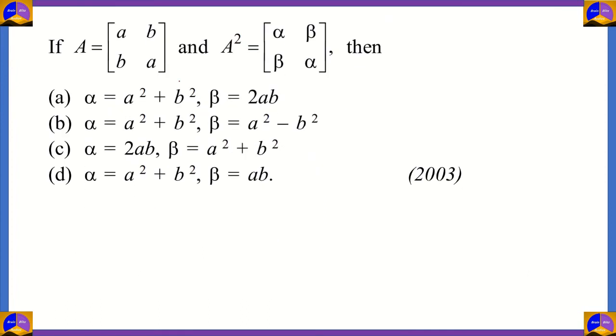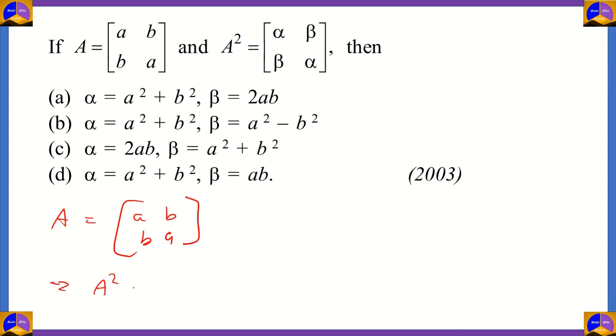Let's look at the next question. In this question, if the matrix A equals A, B, B, A, and the matrix A square equals alpha, beta, beta, and alpha, we need to find the values of beta and alpha. So this question is comparatively simple. So what you can do is, you know the value of the matrix A, which is A, B, B, A.